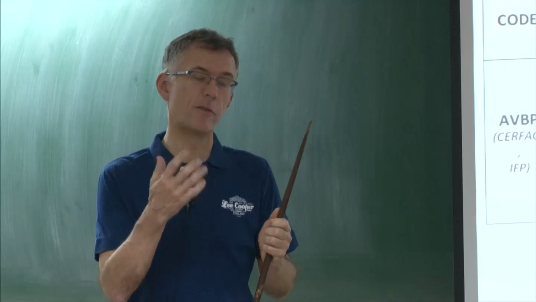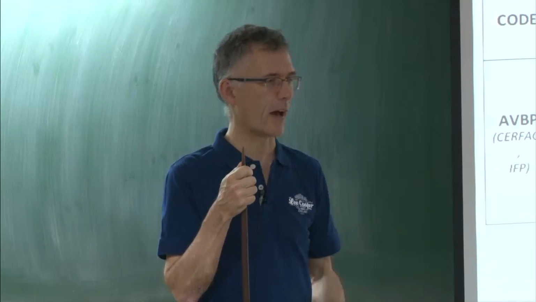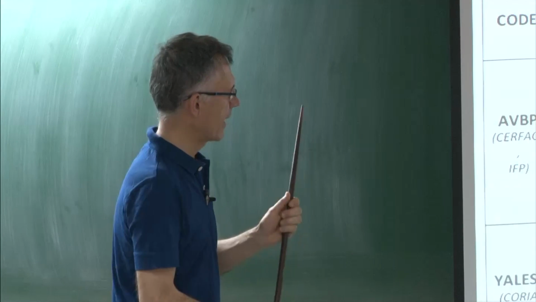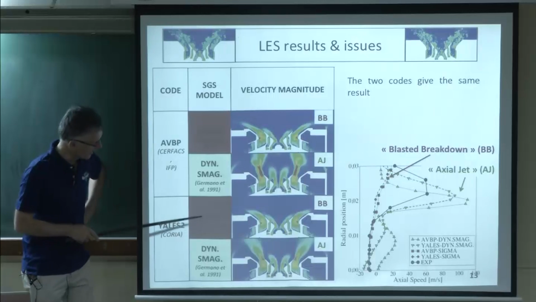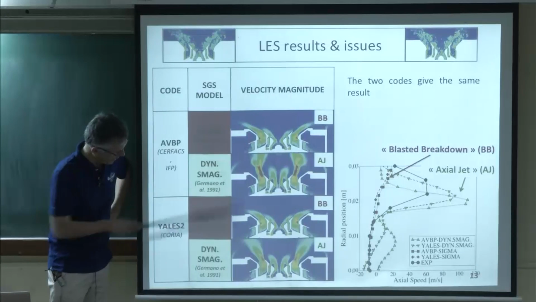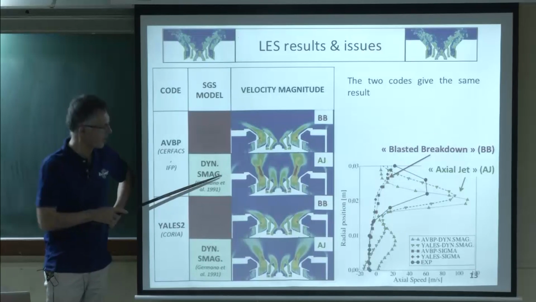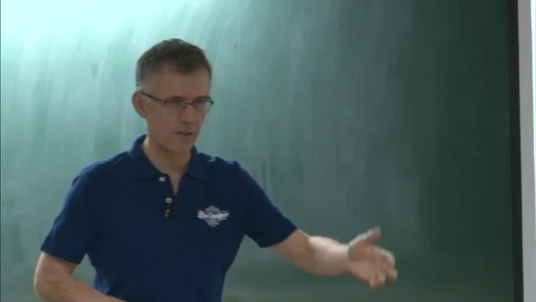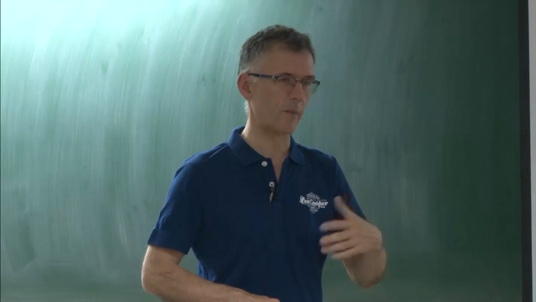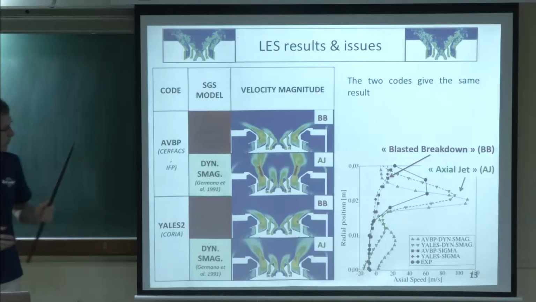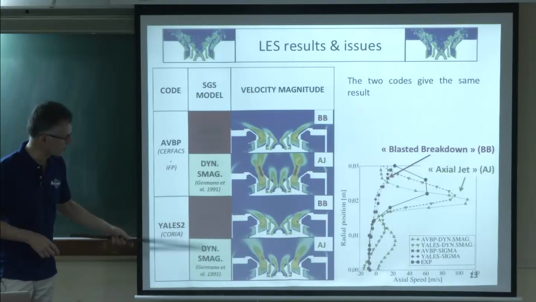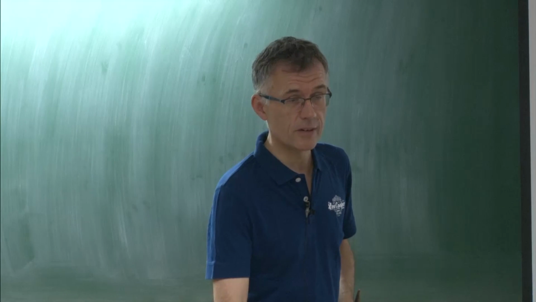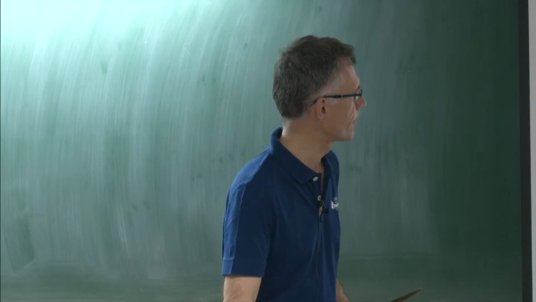So we said, well, maybe we have a problem with the code. Let's change code. So you ask the student to take another code, and we run everything. So we did it with YALES2 then. And YALES2 said exactly the same thing. YALES2 with sigma gave the same result as AVBP. And YALES2 with dynamic Smagorinsky gave the same result as AVBP. So it is not a problem of time advancement or accuracy of the method. These two codes are completely different. So it's really telling you that there is something going on linked to the subgrid scale model. And so that's not such good news, okay? Because it's telling you that you have a problem there.